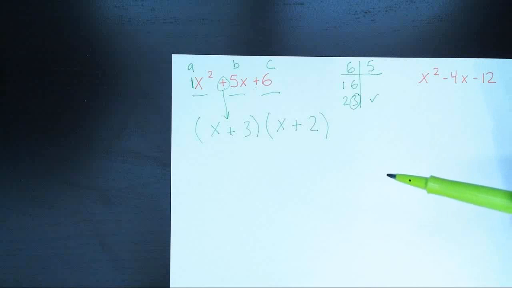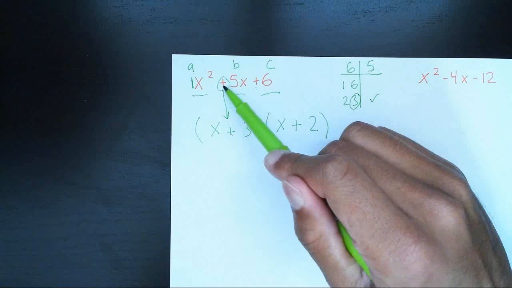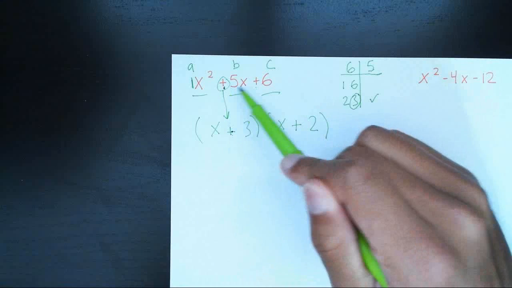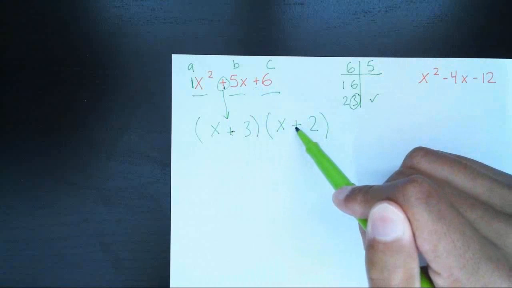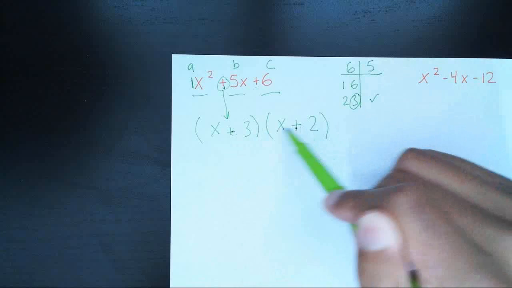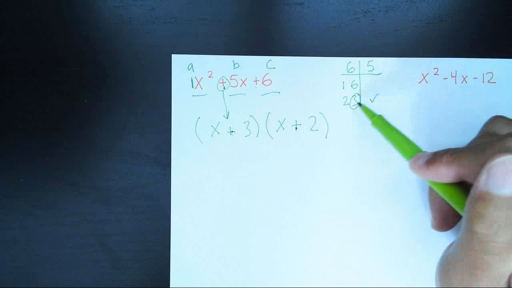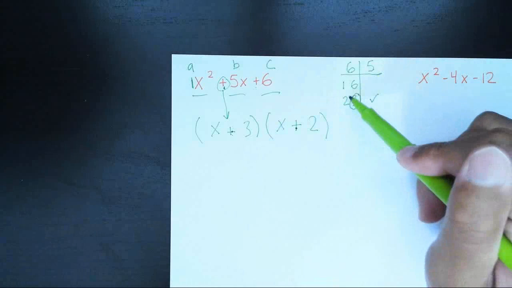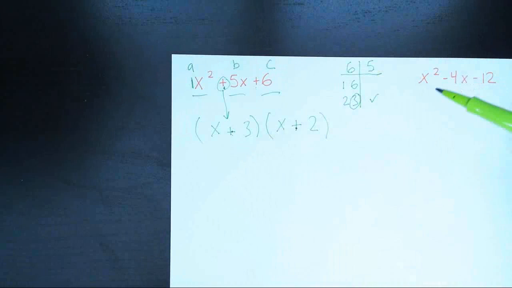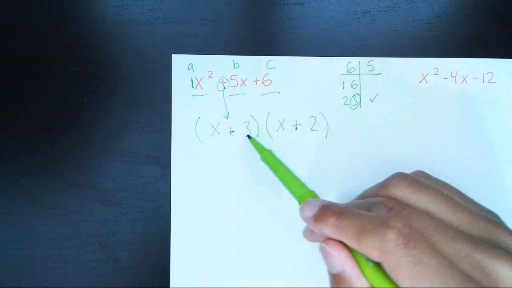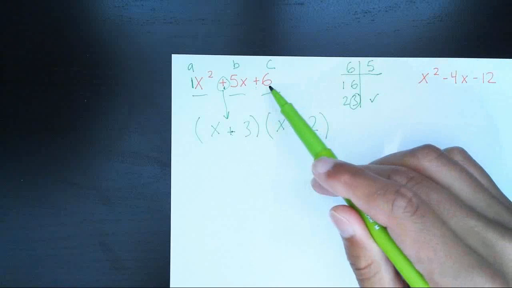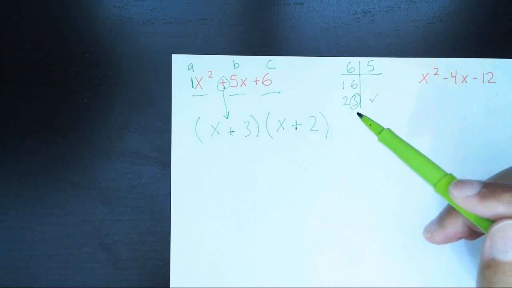Okay? So the steps. First sign, bring it down. Multiply your two signs, put it over here. When your signs are the same, they have to add up to give you your b. Put the bigger number in the first parentheses, the smaller number in the second parentheses. Now, if you ever wanted to check to see if you did it right, all you need to do is, well, positive 3 times positive 2 is 6. So we know we got that part right.